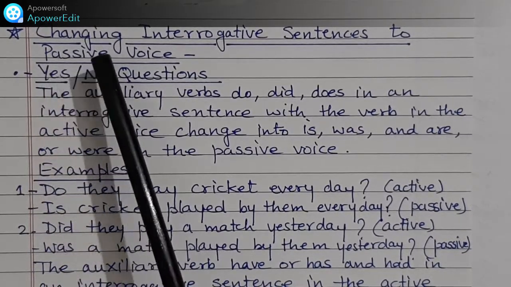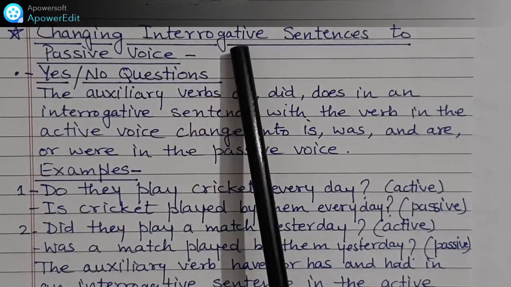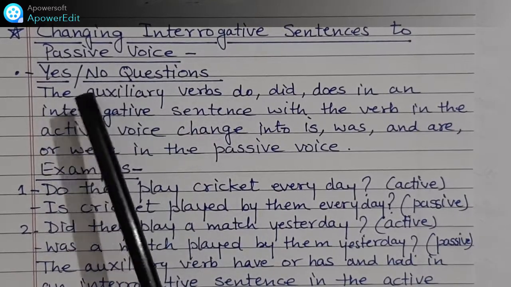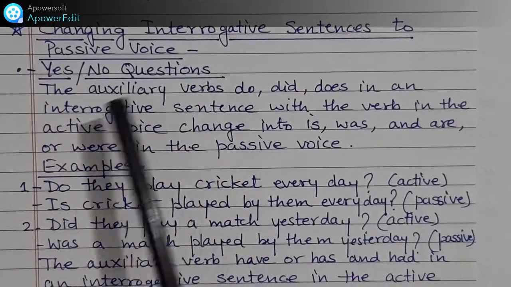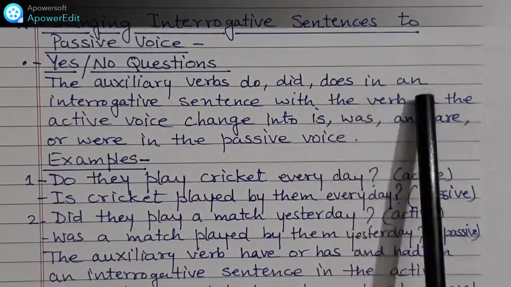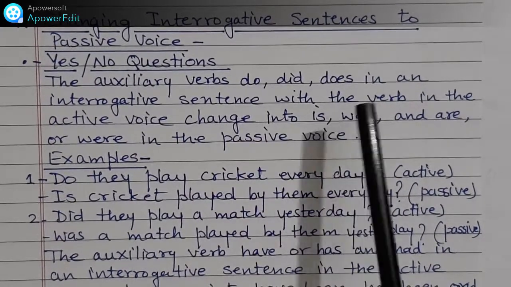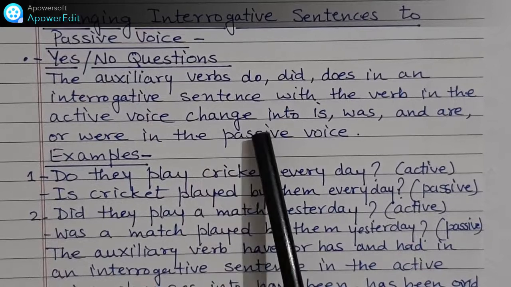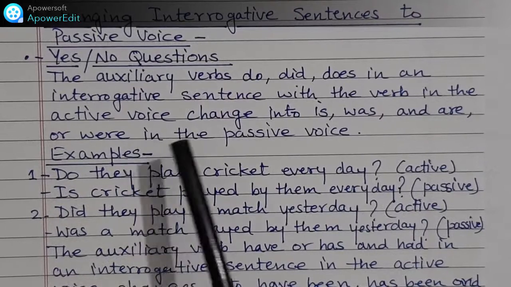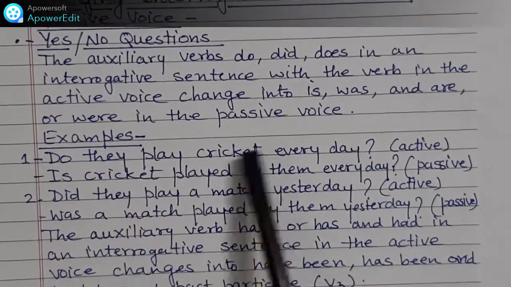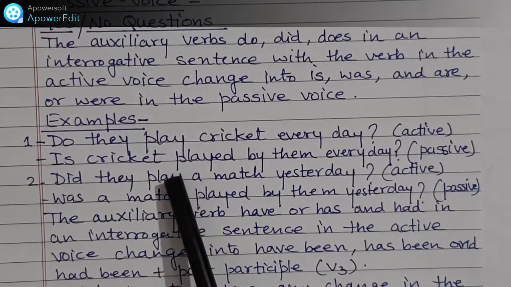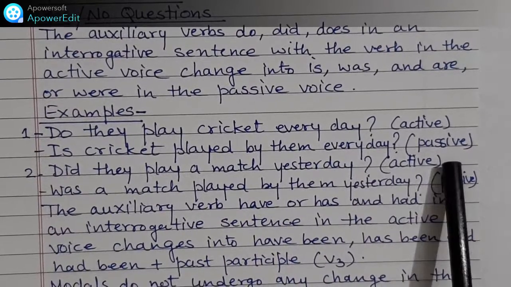Now we will do the changing of interrogative sentences to passive voice. Yes or no questions. The auxiliary verbs do, did, does in an interrogative sentence with the verb in the active voice change into is, was and are or were in the passive voice. For example, do they play cricket every day? Active voice. Is cricket played by them every day? Passive voice.